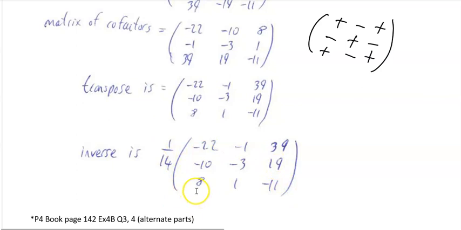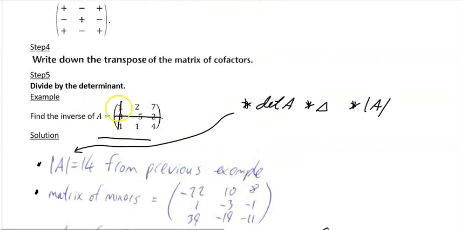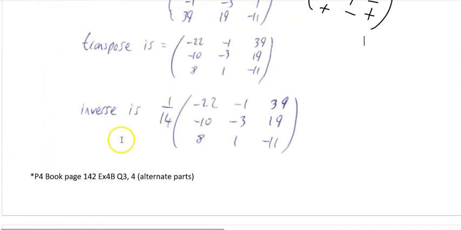The way you could prove that this is correct is take this whole new inverse and multiply it by the original matrix, and you should get your 3 by 3 identity. That is how you could prove it to yourself. I would not advise doing that in the exam, but at this stage where you're building confidence in the process, that would be worthwhile doing. Okay, you want to have a look at exercise 4b in your matrix worksheet, question 3, and then question 4, the alternate parts. Thank you.